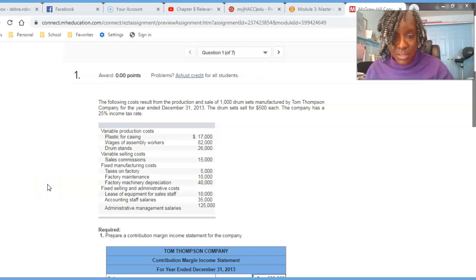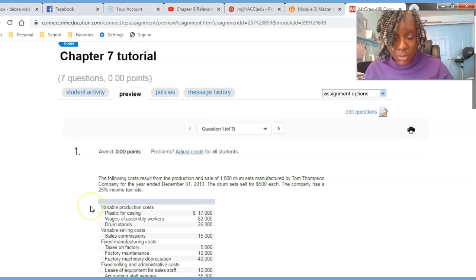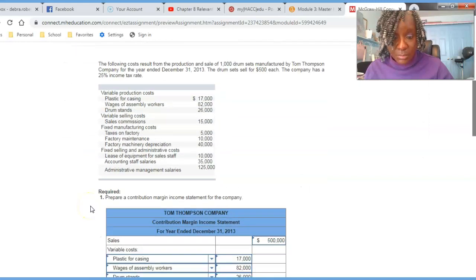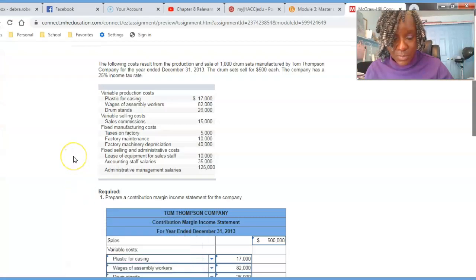It says the following costs result from the production and sale of 1,000 drum sets manufactured by Tom Thompson Company for the year ended 2013. The drum set sells for $500 each. The company has a 25% income tax rate. Here is some data that relates to it. Now, what we want to do is, using this information, prepare an income statement, but a contribution margin income statement, which is very different from what you would normally prepare for financial reporting.